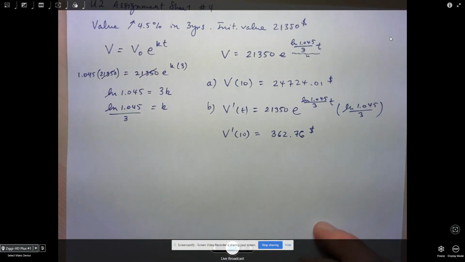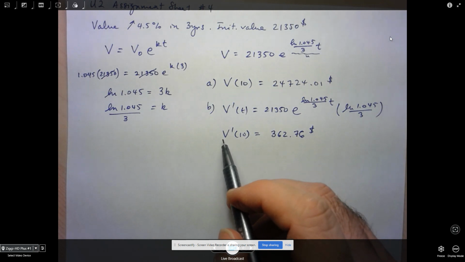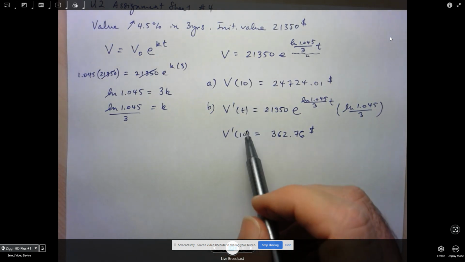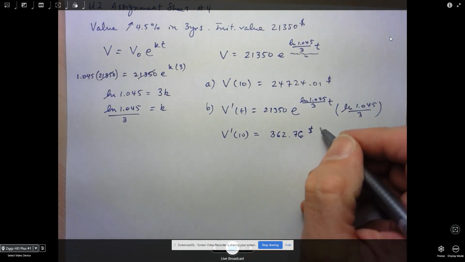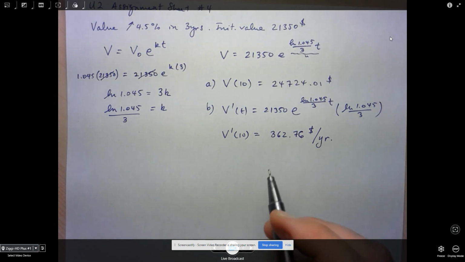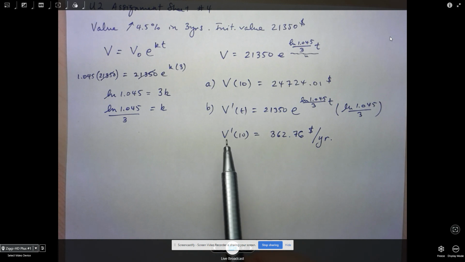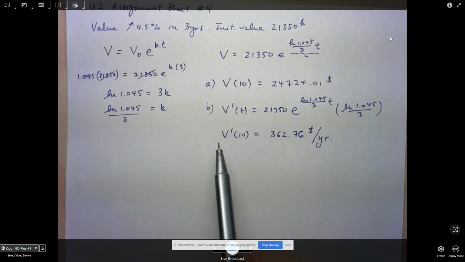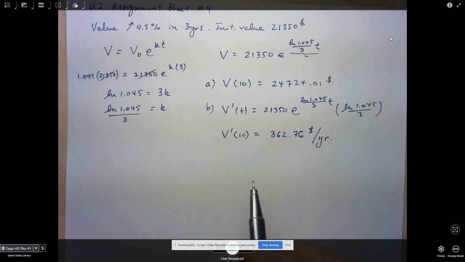But this now is a rate of change. So what does this represent? It represents that after 10 years, the value of this item is increasing at a rate of $362.76 per year. Which is not surprising to be such a large number, since already it's worth $21,350. So after 10 years, not surprising that the value would be increasing by this much per year.